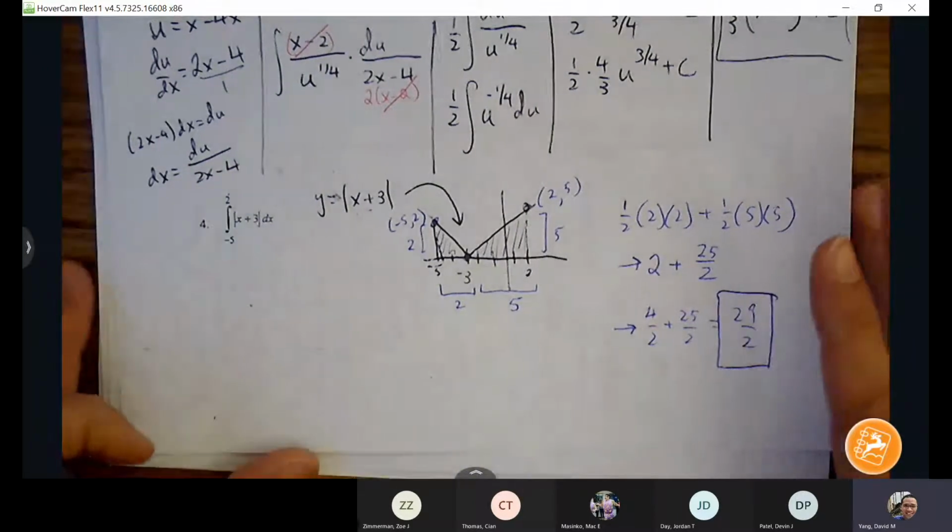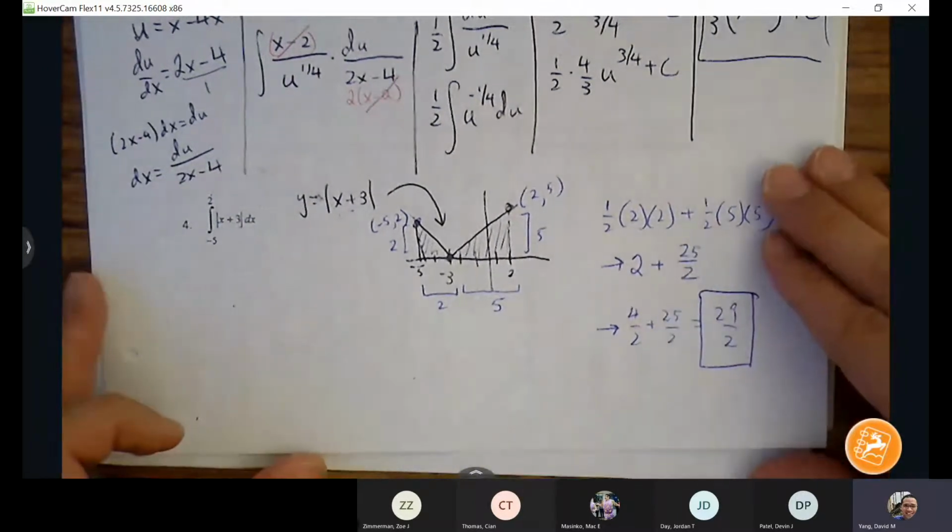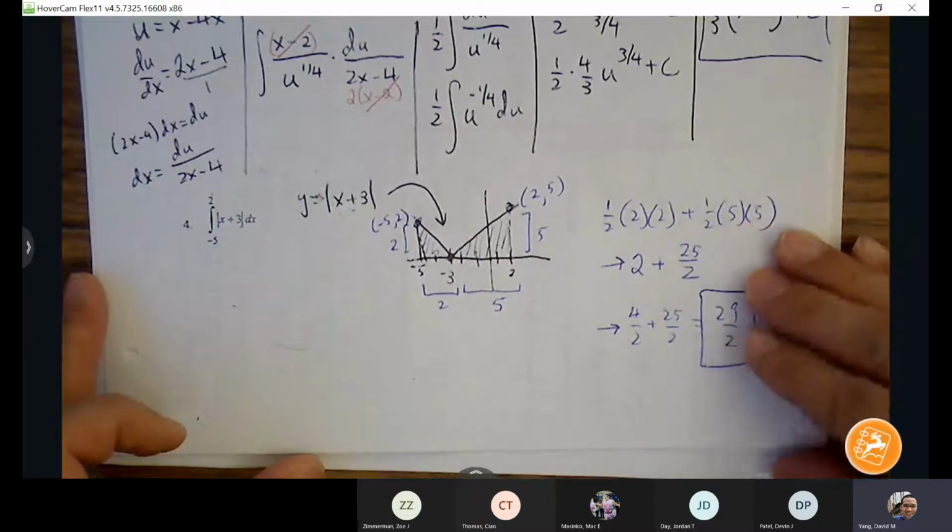Okay, any other questions? First page. Okay, back page.